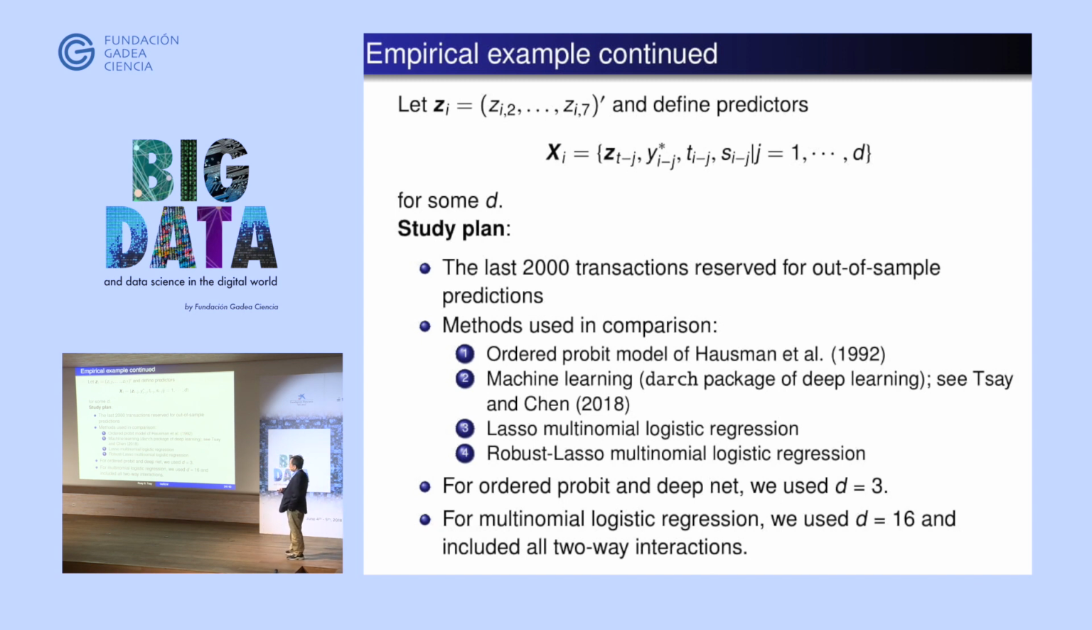Based on the result of this paper, we also use a lasso type of method, multinomial logistic regression. We also use the robust lasso type of multinomial logistic regression. For the first two, as I did before, we only use d equal to 3. For these two, we actually use d equal to 16, so the x dimension will be higher. We also include some of the two-way interactions, so the x will be high dimension in that sense.